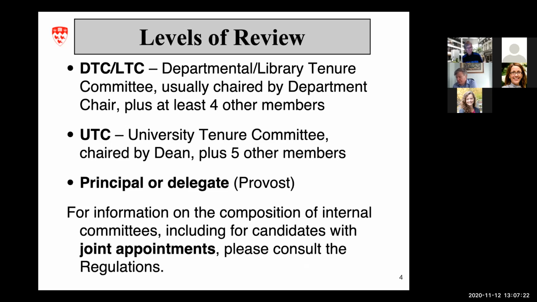And there are some cases where colleagues have joint appointments, and in those cases, the DTC and sometimes also the UTC will have to have representation from the different units where the colleague is appointed.